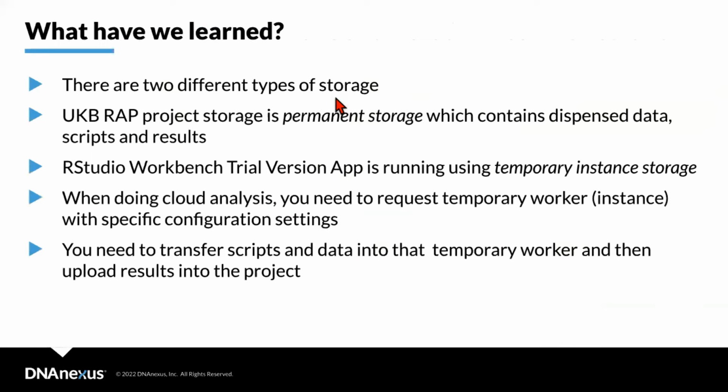So what have we learned? The main thing that we have learned is that we have two different types of storage. One is the UKB RAP project storage, which is permanent storage, and the other is the RStudio Workbench Trial version storage, which is temporary storage that will disappear once the session ends. When you are doing cloud analysis, you need to request a temporary worker with some specific configuration settings, and we'll look at it in a few moments. Also, once your temporary worker is running, you need to transfer data and scripts there, and we will use some tools for that that are available on UKB RAP.